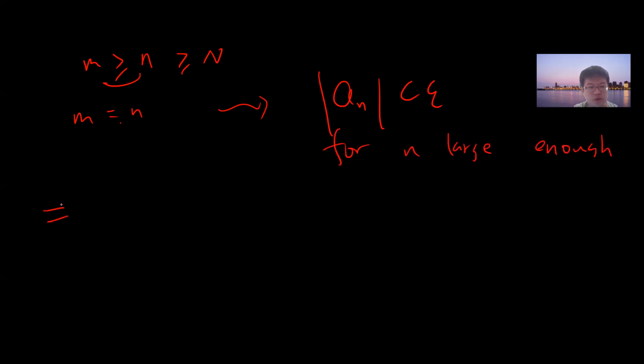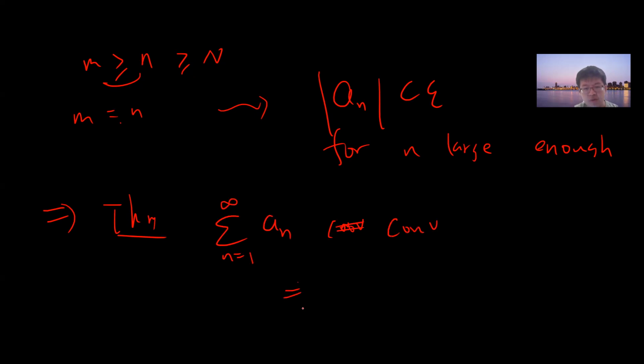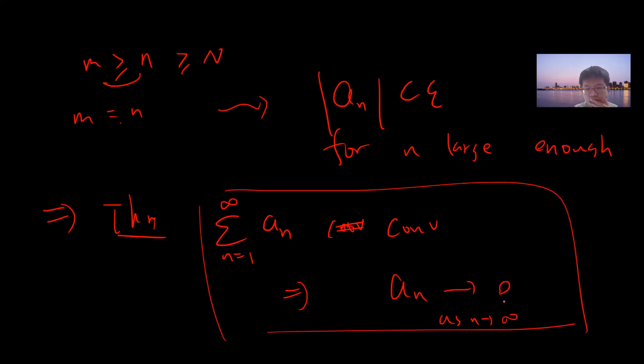Okay, so from this, the theorem says that if the sum of a_n converges, and this is probably the simplest theorem, then easily from this, a_n goes to 0 as n goes to infinity. So this is the necessary condition. If you see some series whose terms go to a non-zero limit as n goes to infinity, it will not converge.